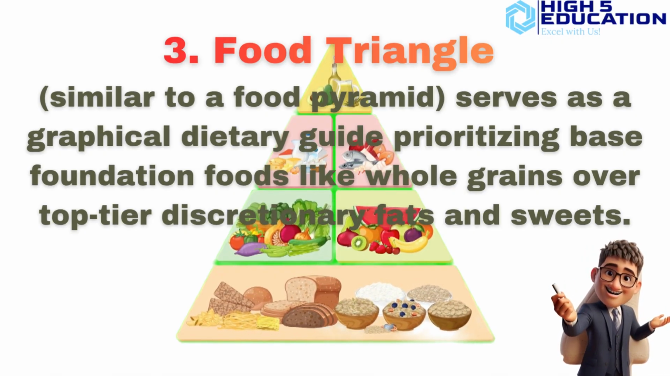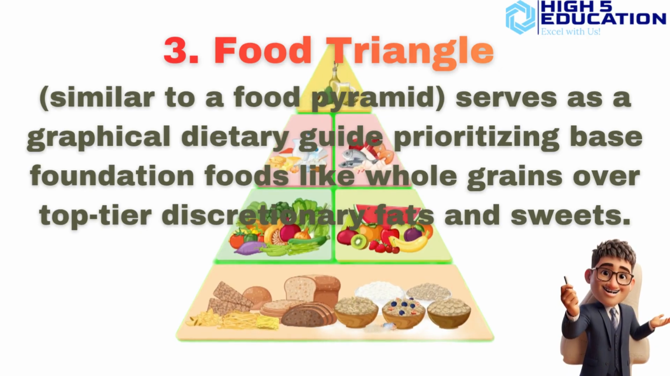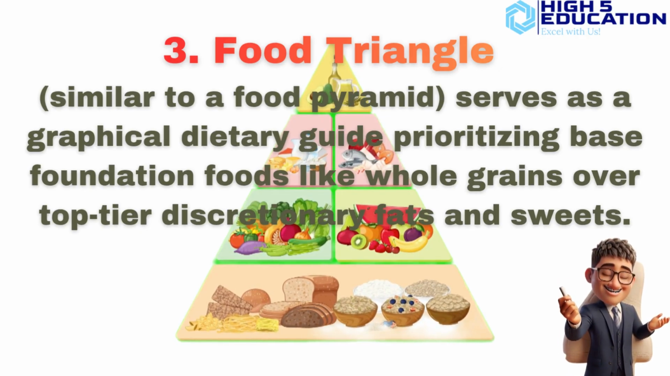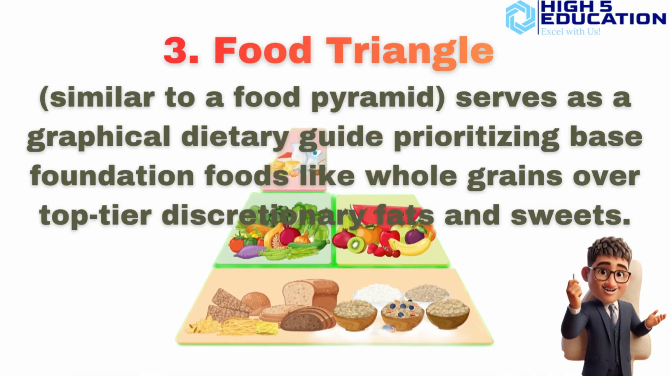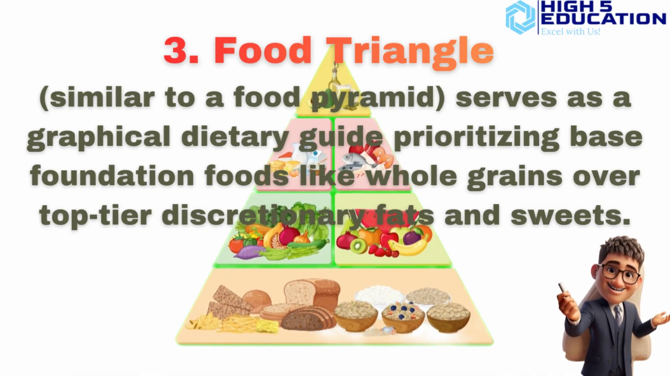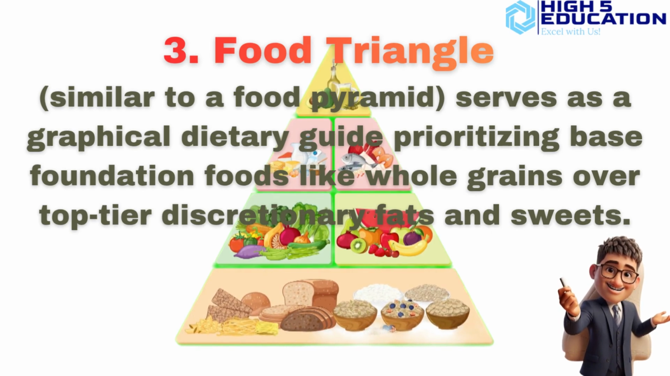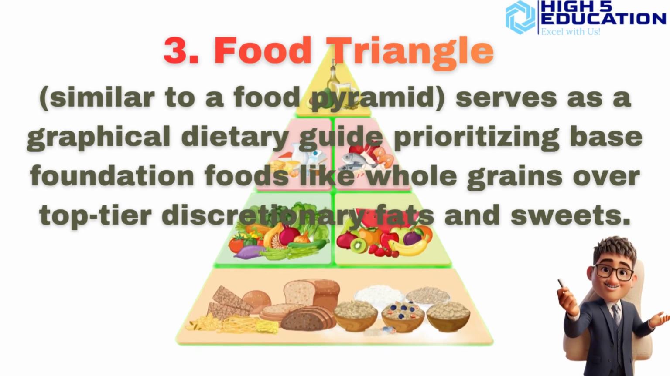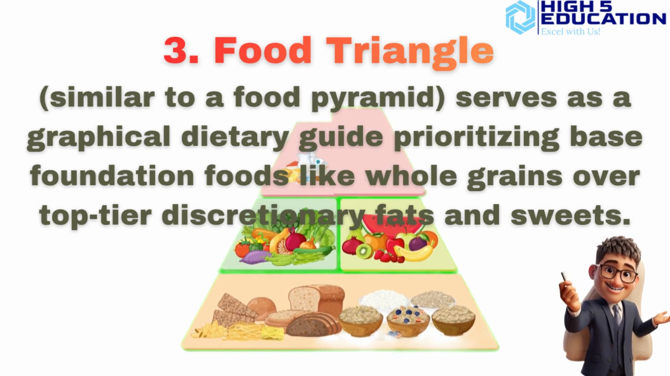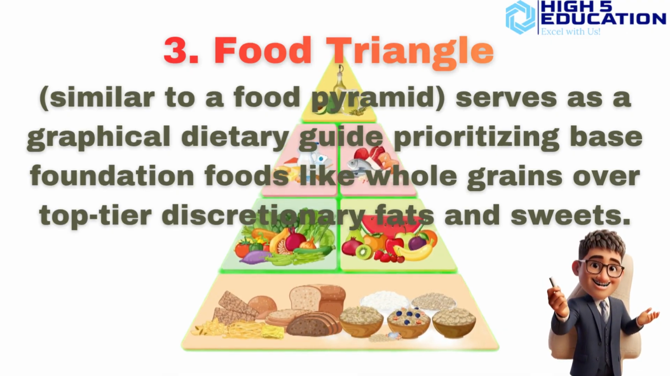As you move toward the top of the triangle, you'll find foods that are high in fats, oils, sugar, and sweets. These foods should be eaten only in small amounts or occasionally. The triangle shape makes it easy to understand that the wider bottom means eat more, while the narrow top means eat less. This simple design helps people build healthy eating habits every day.